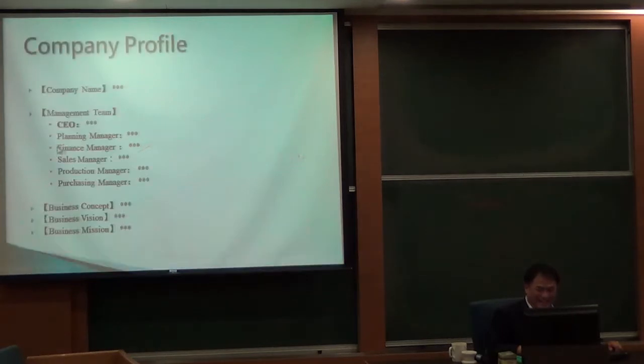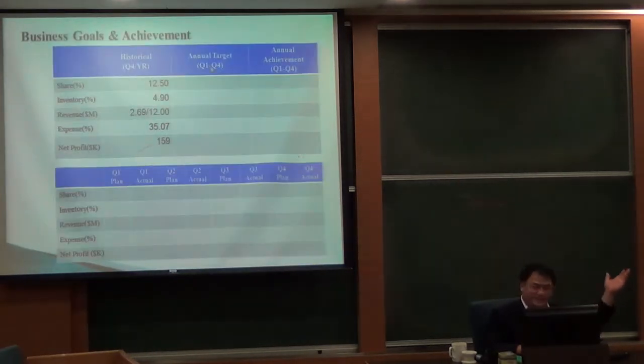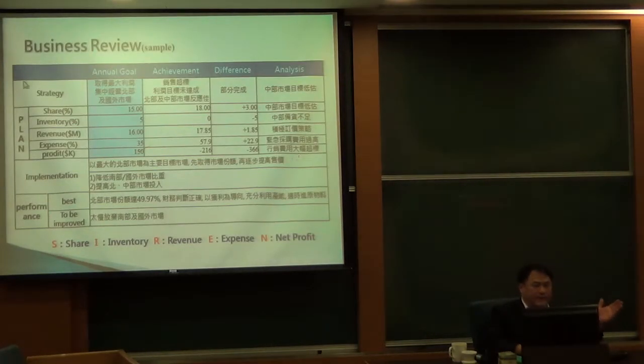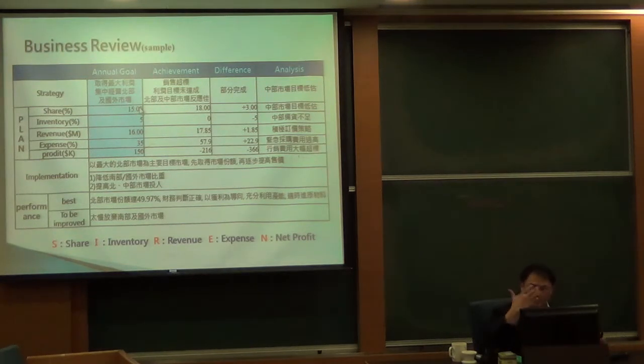Okay, and then your company profile, your management team, and this is the data. You should take note of every number after every execution of every term. And then you should have a business review table like this. I'm sorry I put it in Mandarin, but you can easily convert it into English.